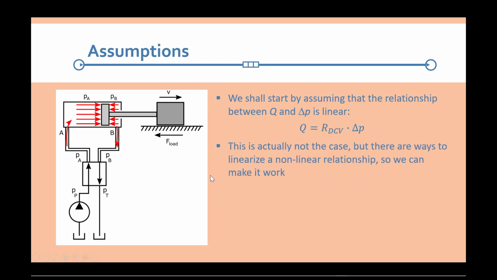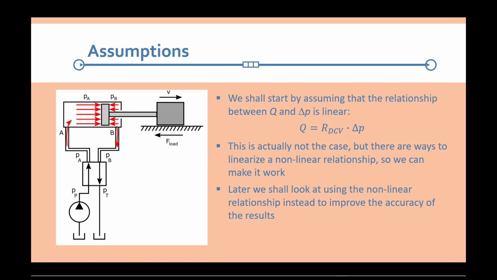This is not actually the case. The relationship between Q and delta P is not linear, but even with a nonlinear relationship, you have ways of linearizing it. So we'll do the linear relationships at first, and then we'll perhaps look later, not in this video, at how this would be done with nonlinear relationships. You'll get more accurate results if you use the actual nonlinear relationship than if you linearize it, but there are advantages to linearizing it too.